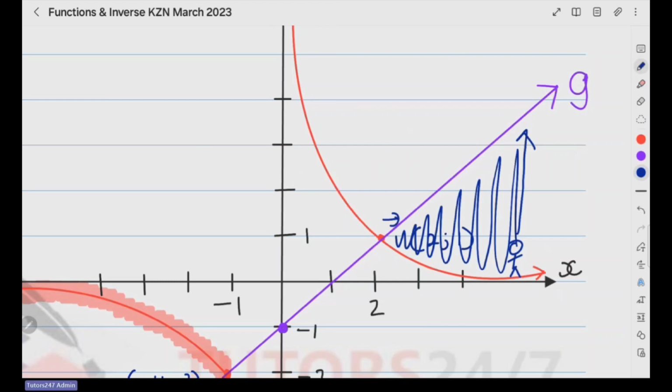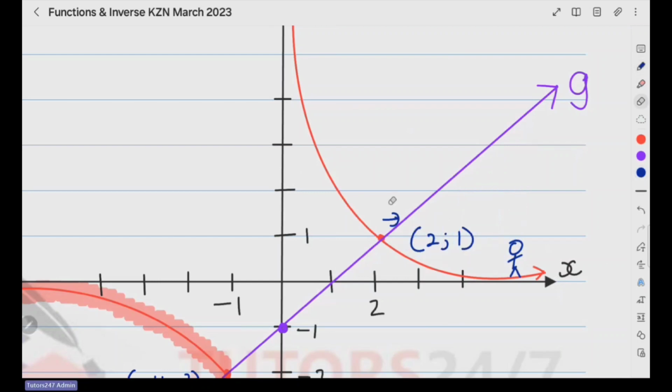That's not what we want. We don't want to look up and see the purple function. We want to look down and see the purple function. The purple function must be below. So that means we are not going to move to the right. So let's take our little guy back to that point of intersection. And now we are going to walk left.